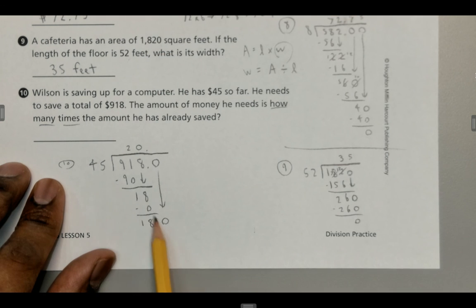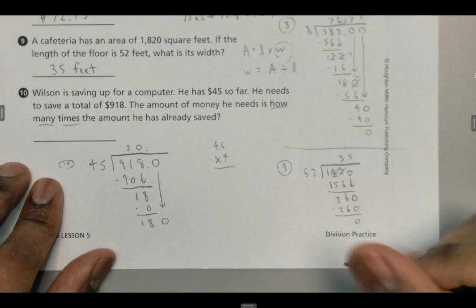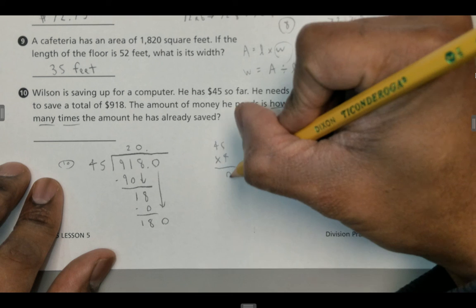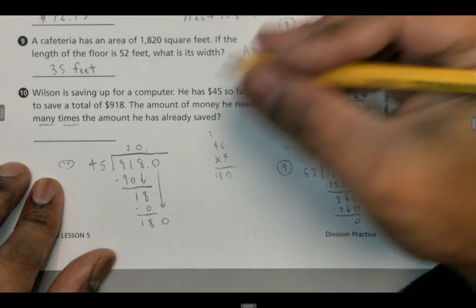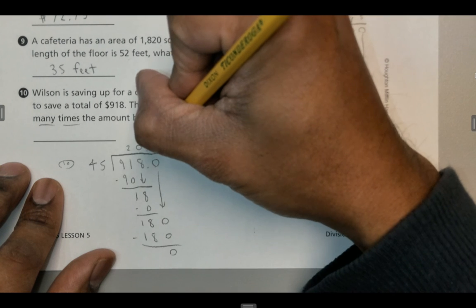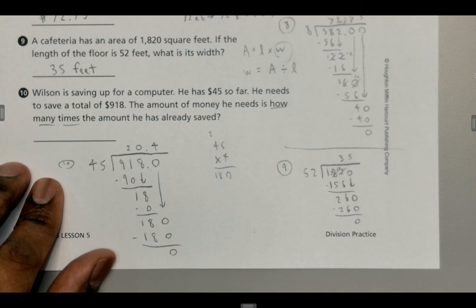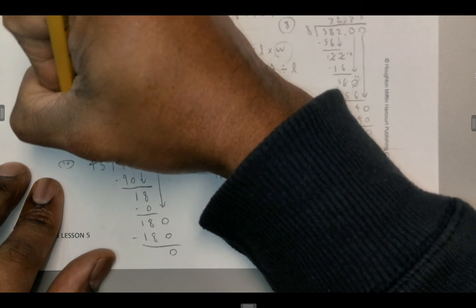How many times does 45 go into 180? Yeah, it's going to be 3 or 4, isn't it? I'm looking at this and I've got a good feeling about 4. Let's test it out. 45 times 4. 4 times 5 is 20. 0 comes down, 2 gets carried. 4 times 4 is 16 plus a 2 is 18. Our answer, 20 and 4/10.